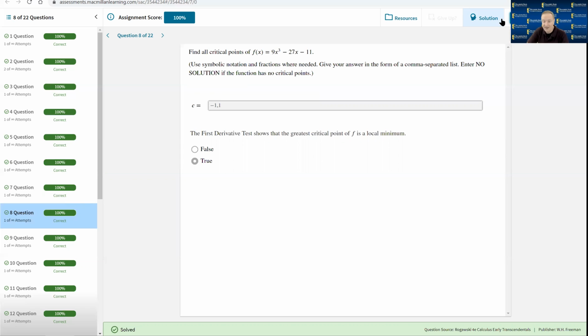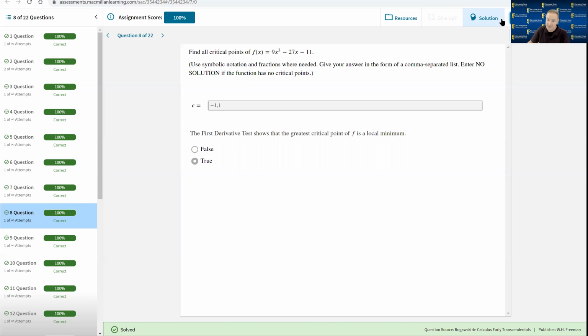The way that we decide whether those critical points are maximums and minimums is we look at the sign of the derivative on each side of them. If a derivative is positive before and negative after, I know the critical point is a maximum. If the derivative is negative before and positive after, I know it's a minimum. What if it's positive before and positive after? It's not a maximum or a minimum. What if it's negative before and negative after? It's not a maximum or a minimum. So the only time you're going to have a maximum or minimum is when the derivative changes sign.